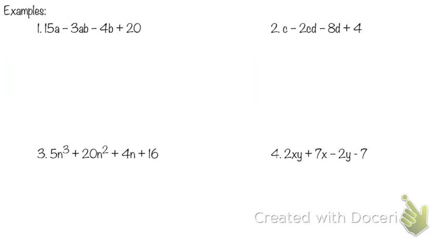So let's look at example 1 here. 15a minus 3ab minus 4b plus 20. Now, not all 4 of these have anything in common. They don't have any numbers in common. They don't all have a variable in common, do they? If we look between 15, 3, 4, and 20, do all 4 of those have a number in common? No. Do they all have an a? No. Do they all have a b? No, so they don't have anything in common. So we can't pull anything out of the whole thing.